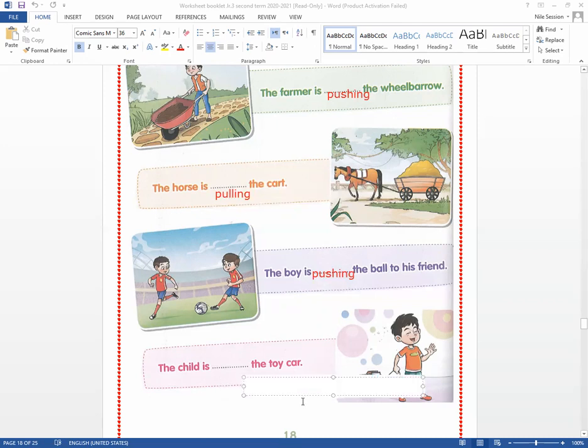The last picture, this child is what to the toy car? Look at this boy, he has a rope and he is pulling the car. Why? Because the car, pulling or pushing, Junior 3? Yes, pulling, because the car moves towards the boy. The car moves towards the boy, goes to the boy. So is he pushing or pulling? Yes, pulling.